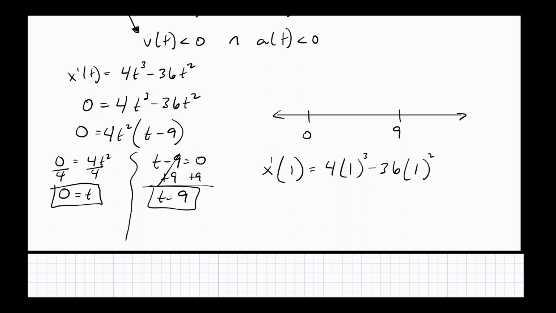Okay. Again, we're just checking to see if it's positive or negative. Is it increasing or decreasing? This is 4 minus 36, which is negative 32. So it's going to be a negative number. It's decreasing. Okay. Now let's check a number that's bigger than 9, 10.